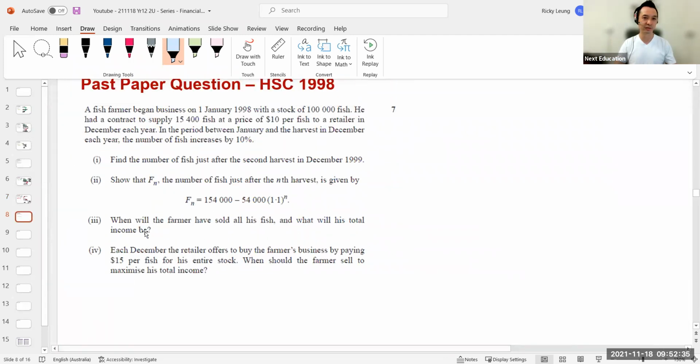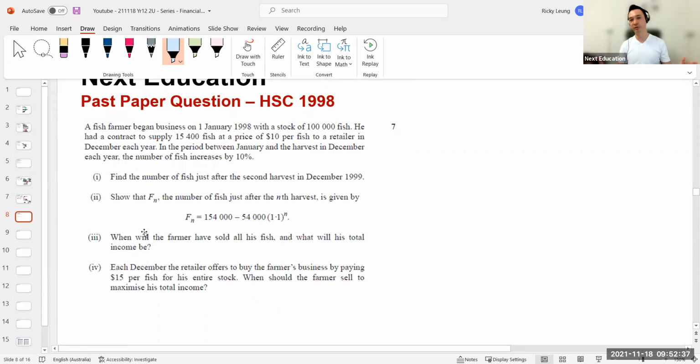I don't know where you've seen this before. It's the fish question. It's a loan question hidden in the context of a fish farmer, where at the beginning of 1st of Jan 98 he's got 100,000 fish. Every year the fish increase by 10%, and then he sells 15,400 of that fish to a retailer for $10.